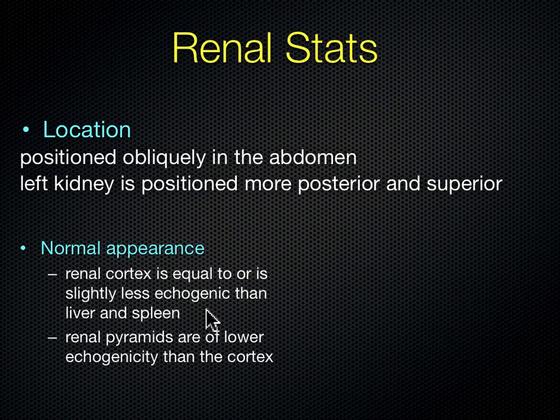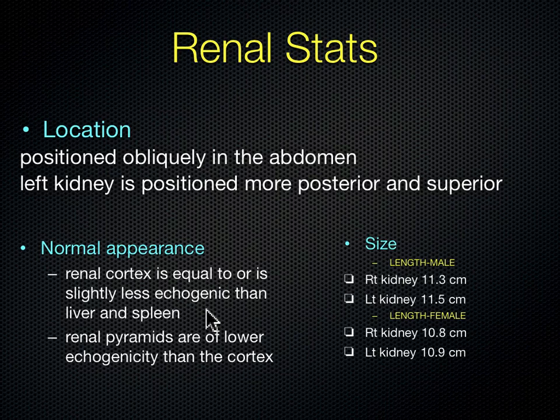So if you want to term that in terms of brightness, the liver and the spleen are brighter than the kidney's cortex, but the kidney's cortex is brighter than the renal pyramids. The renal pyramids are less echogenic than the cortex.